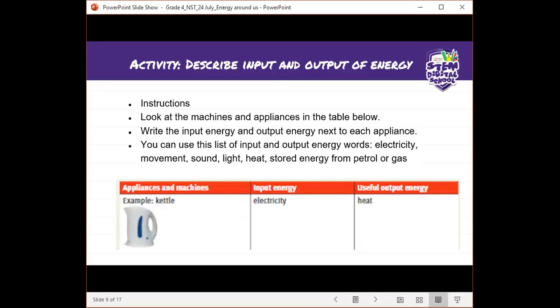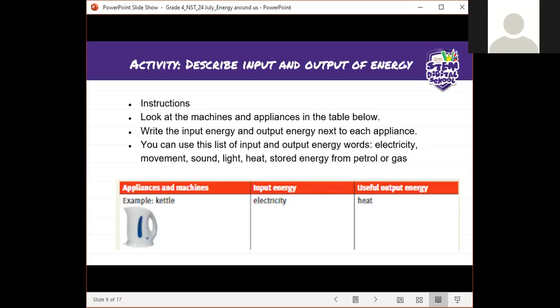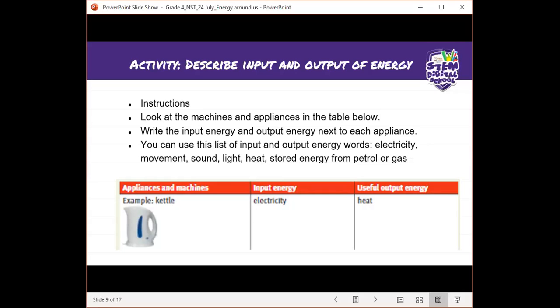Okay, so guys, let us do a quick activity. It says describe input and output of energy. Instructions: look at the machines and appliances in the table below. Then write the input energy and output energy next to each appliance. You can use the list of input and output energy words, which are electricity, movement, sound, light, heat, stored energy from petrol or gas. And here we have an example where the appliance is a kettle, the input energy is electricity, and the useful output energy is heat.